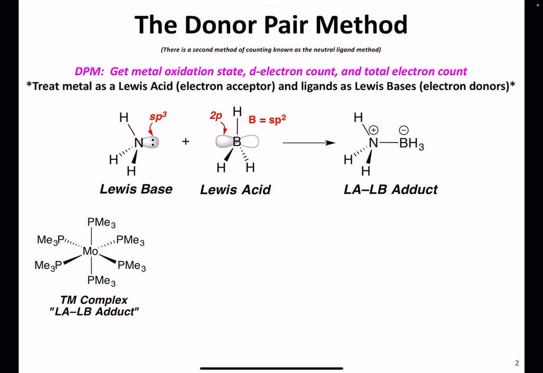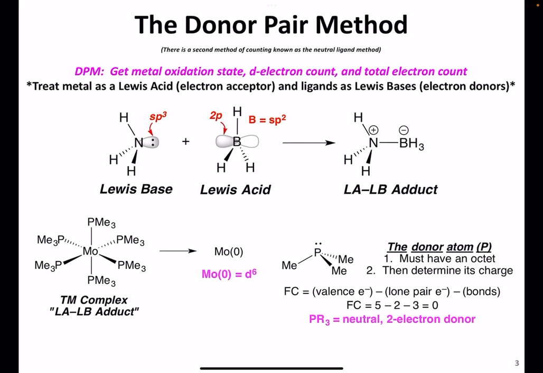If you wanted to go back from the Lewis acid base adduct of ammonia borane, what you would want to do is take the 2 electrons from the nitrogen boron bond and give them directly back to nitrogen, and that would lead you to have the reactants on the left side of the arrow. We're going to take the exact same approach with transition metal complexes. We're going to give the electrons back to the Lewis base, in this case trimethylphosphine. When you do that, you arrive at your free trimethylphosphine, now not bound to the metal center.